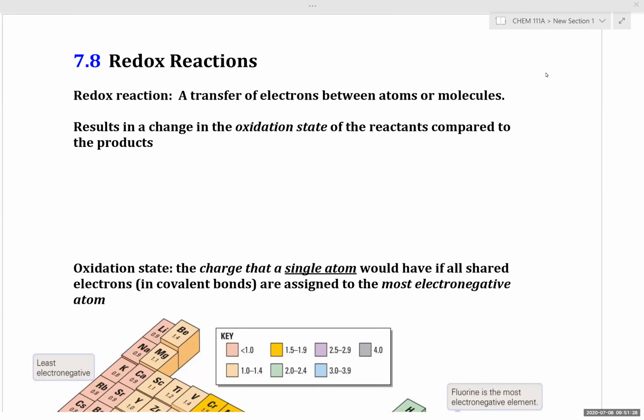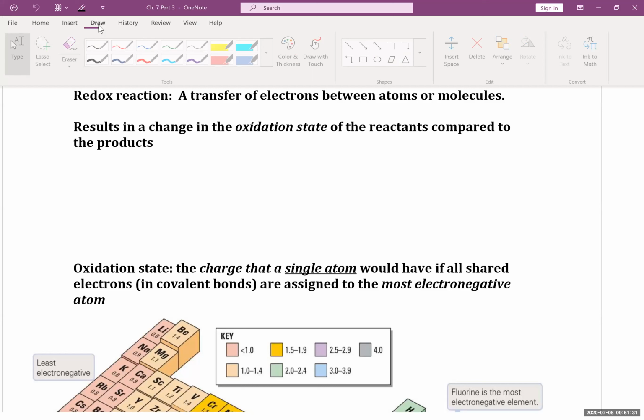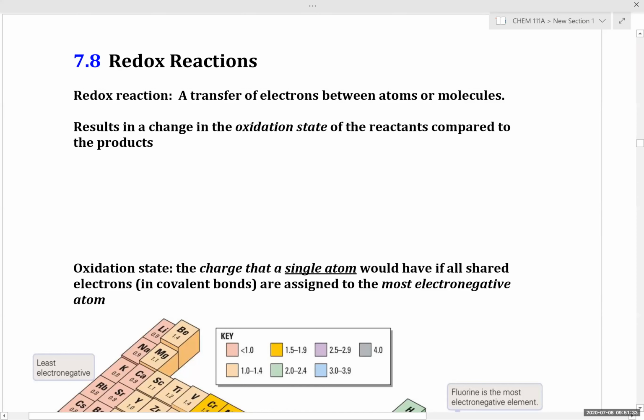Okay, so when we last left off, we discussed writing net ionic equations and predicting reactions such as precipitation reactions. In today's class session, we're going to focus on a superclass of chemical reaction known as redox reactions. So what is a redox reaction? Well, it's a transfer of electrons between atoms or molecules. So it results in a change of the oxidation state of the reactants compared to the products.